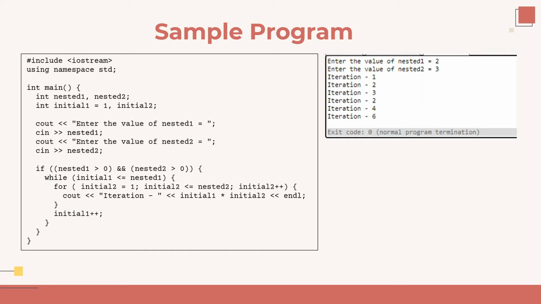For example, if we insert the value of nested 2 as 3, the for loop statement runs 3 times. Furthermore, if we insert the value of nested 1 as 2, then the while loop statement is executed 2 times. In conclusion, the total number of statements executed by this program is 6 times, from 2 multiplied by 3. You can see the program output on the right side. So this program will display a message to the screen, iteration 1 until 6.